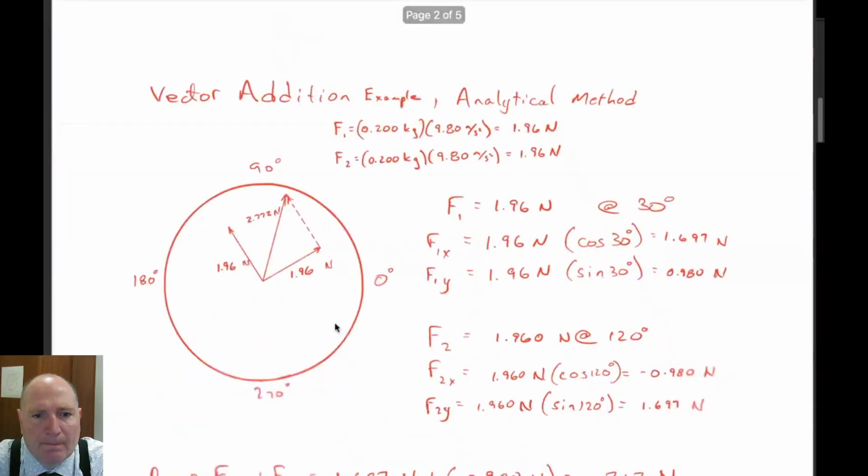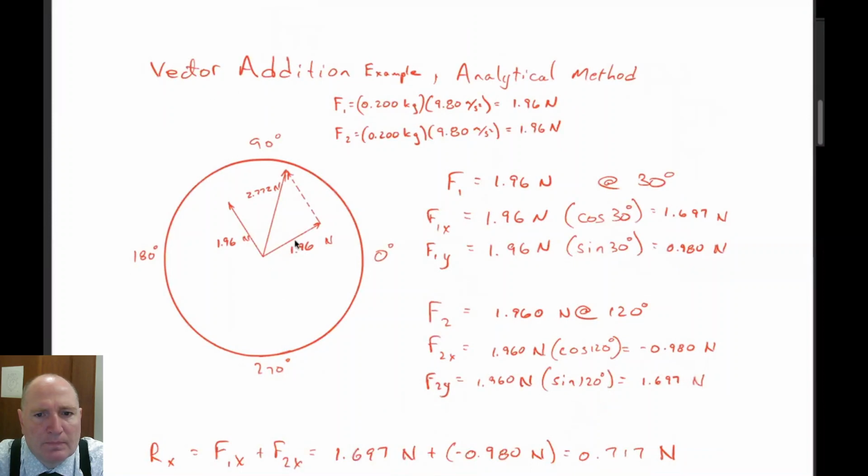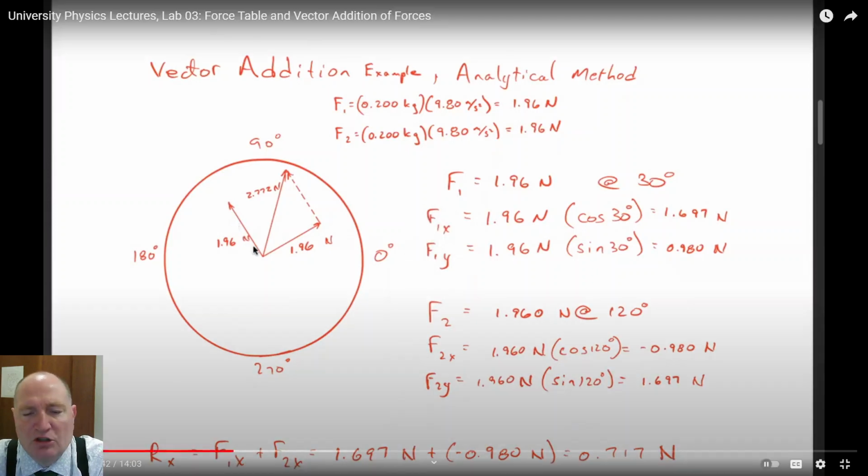Now we're going to do the analytical method. I have my 200 grams, which is 1.96 newtons in this direction, and then 1.96 newtons in this direction at 120. And just a really quick comment.